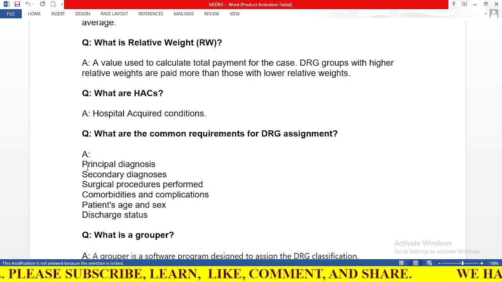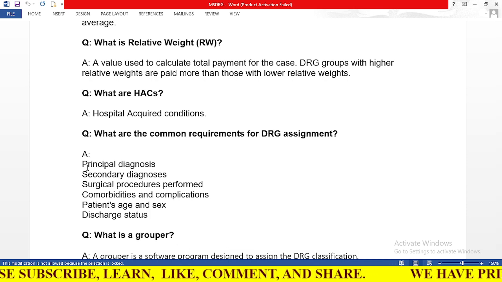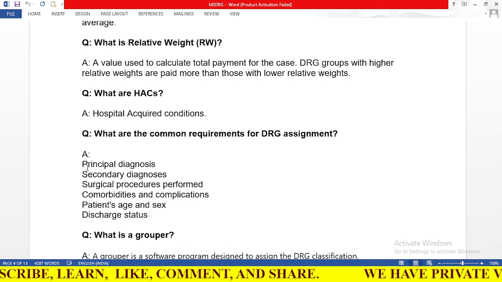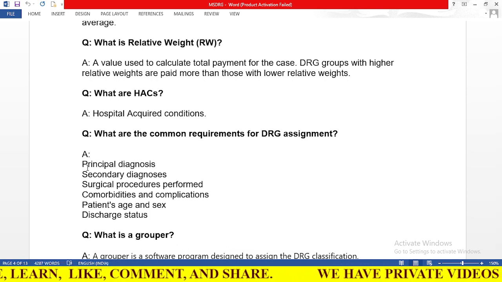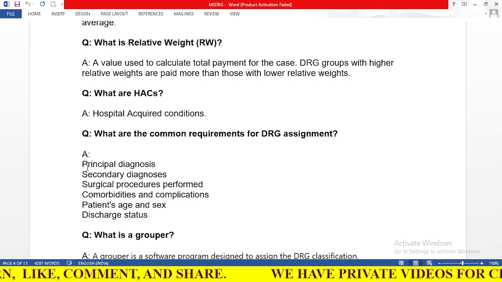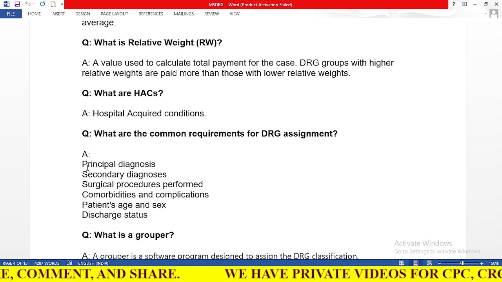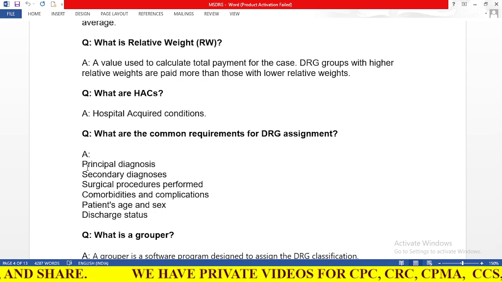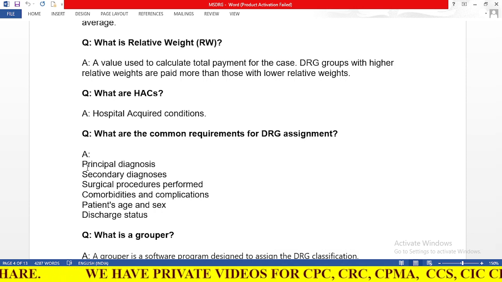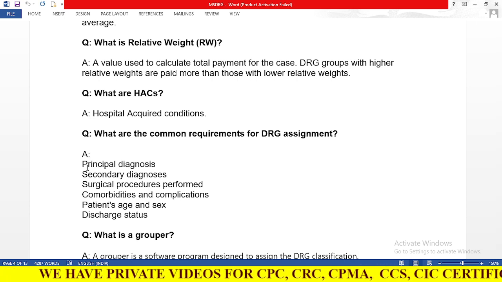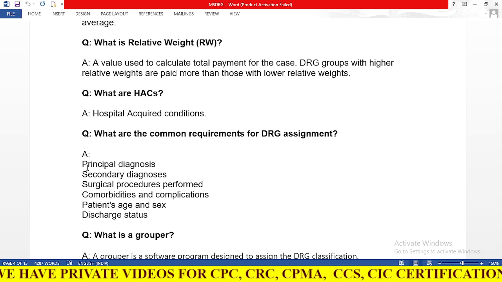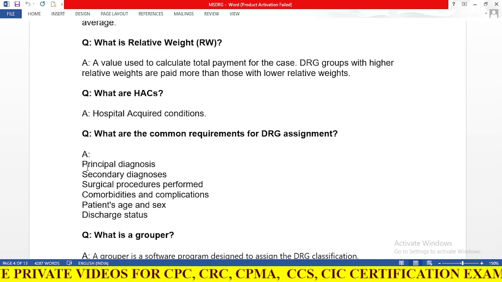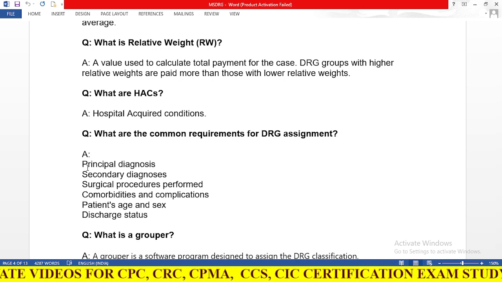So what are the common HACs? Stage 3 and 4 pressure ulcers, falls and trauma, and manifestations of poor glycemic controls like diabetic complications, DVT, knee replacements, hip replacements, and surgical site infections which commonly occur during the stay or during the hospital admission.